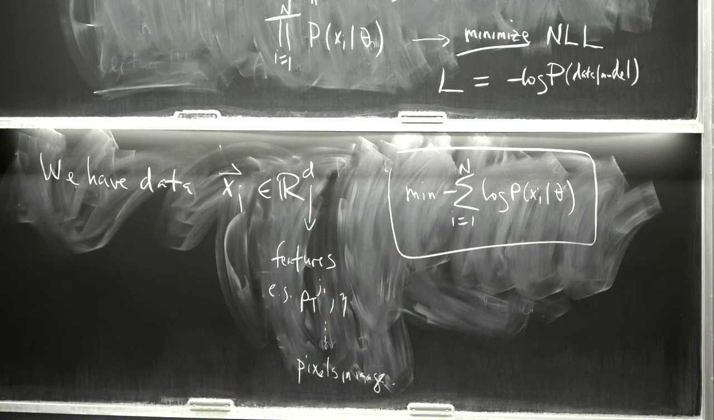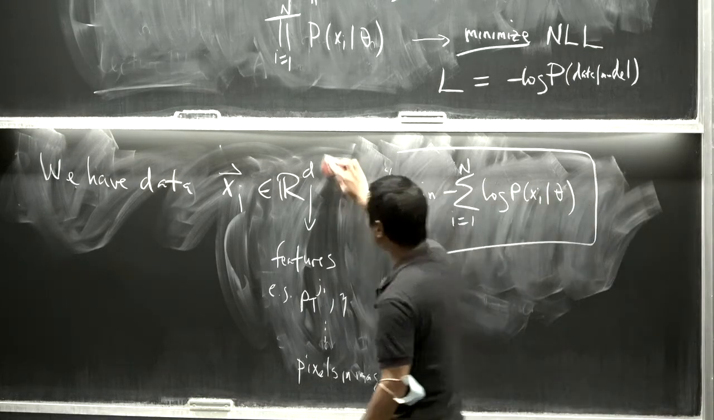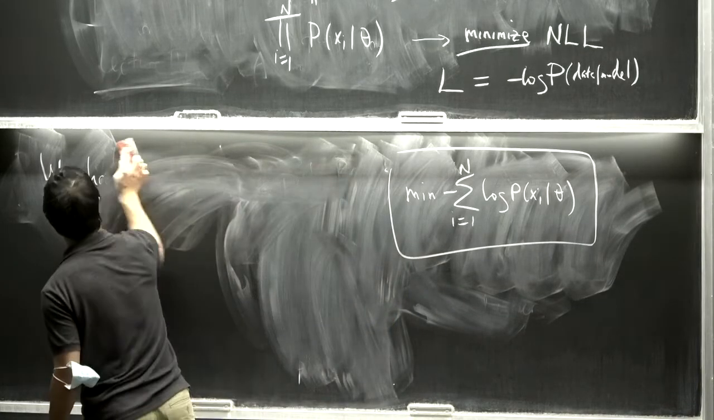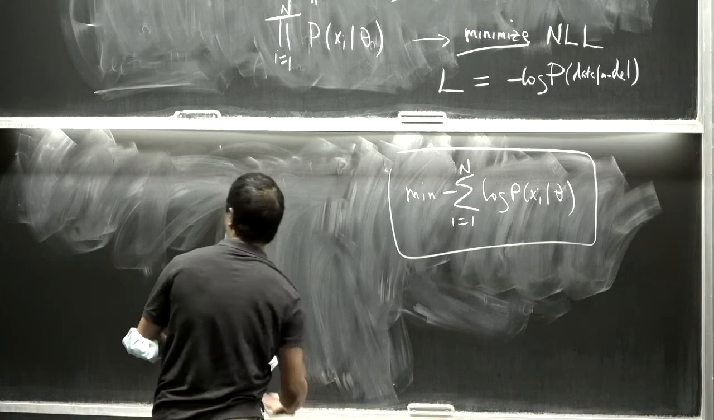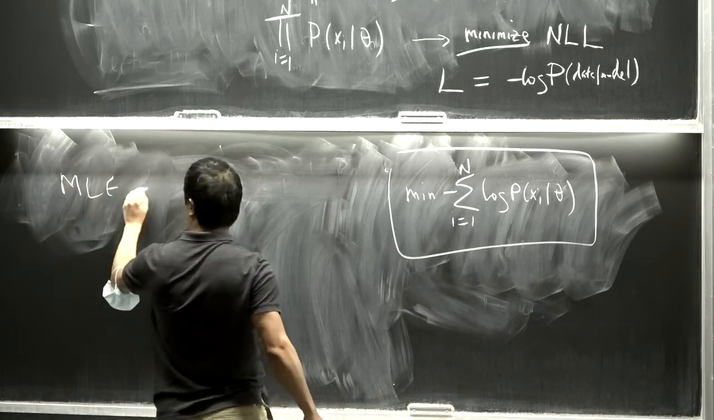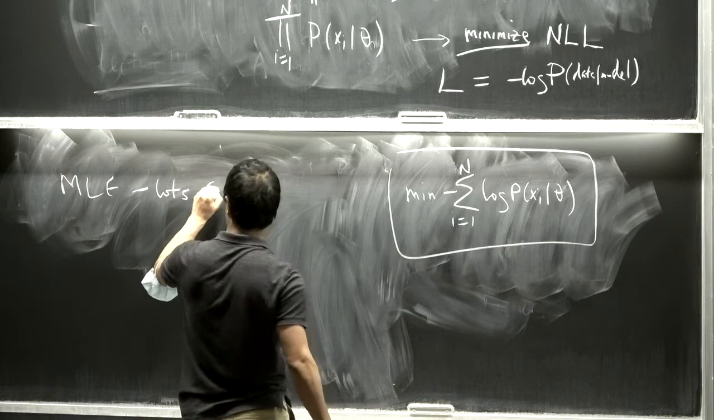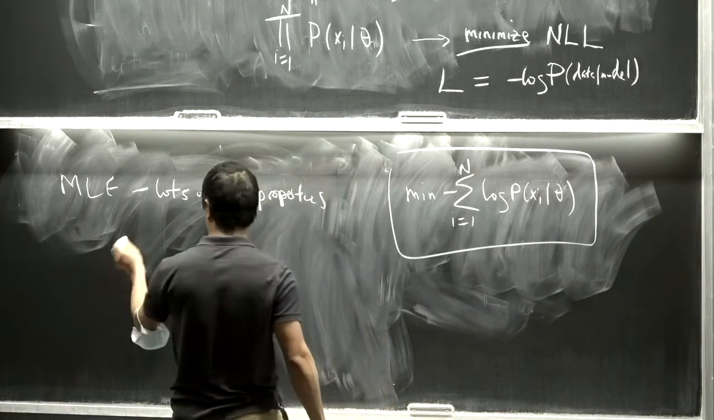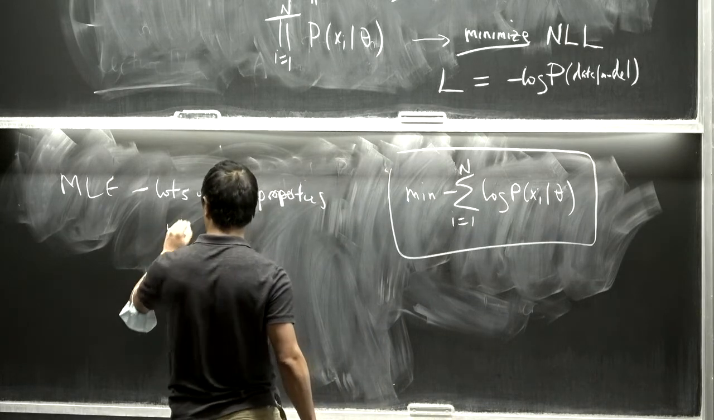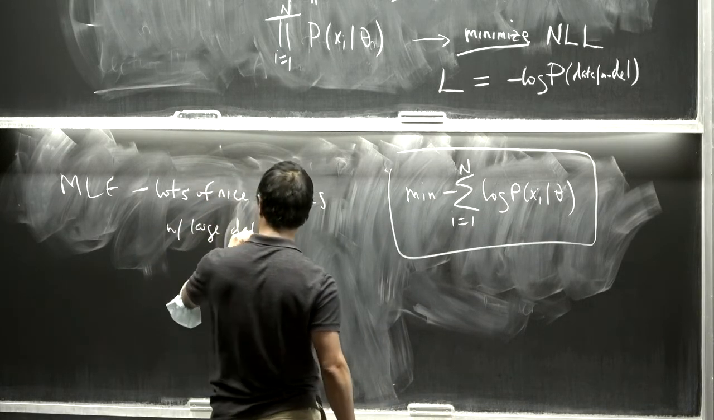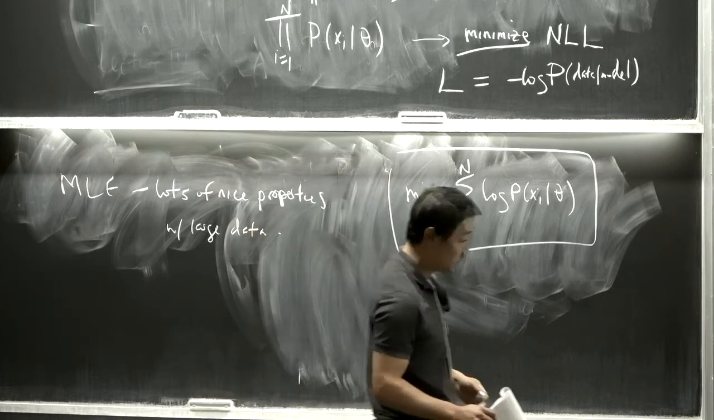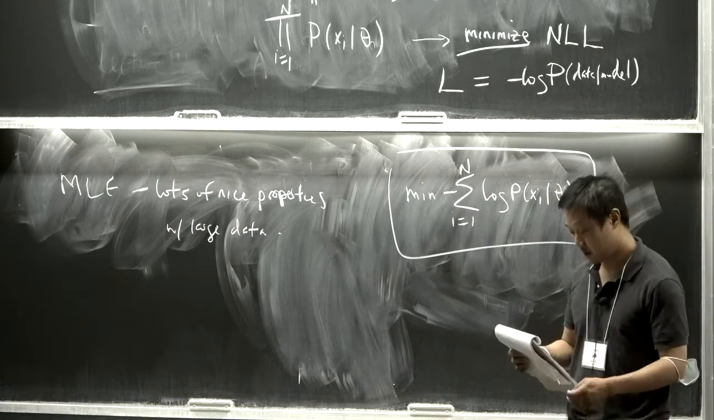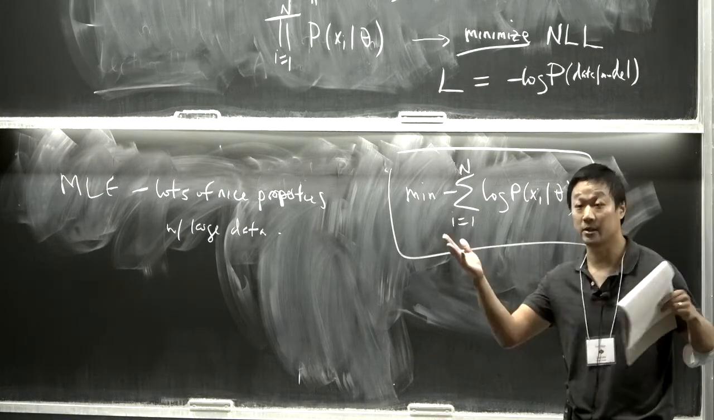Okay, good. So MLE, if you take a stats course, they prove all sorts of theorems about it, which I'm not going to go into due to lack of time. But MLE has lots of nice properties in the limit of large data. So in the limit of infinite data, or just large data, asymptotically, maximum likelihood estimation behaves best. Yes?